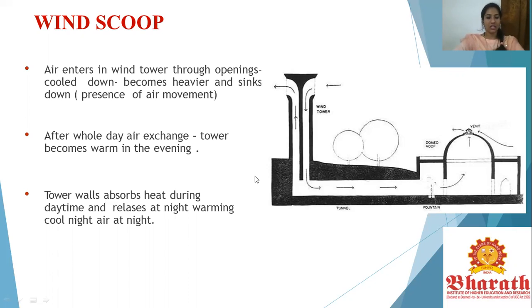So it's talking about how your tower walls absorb the heat during the daytime, and they end up releasing it at night. During the day, the air that it captures is turned into cool air because of the wind tower walls, whereas it releases warm air during the night, and the air that enters becomes warmer, thereby heating the house at night.